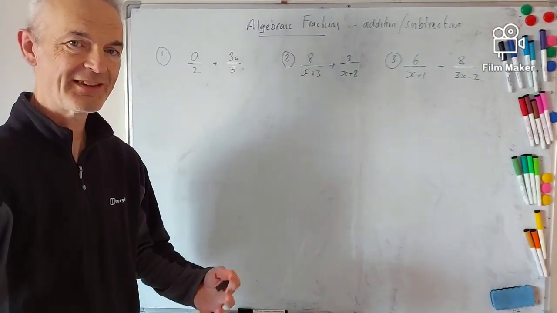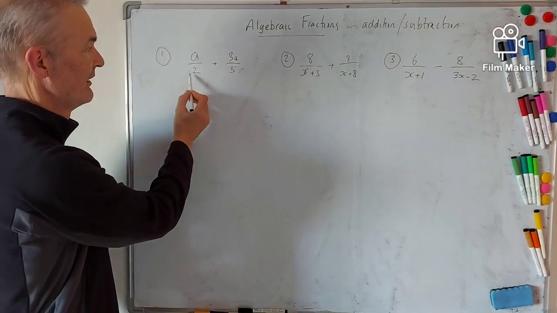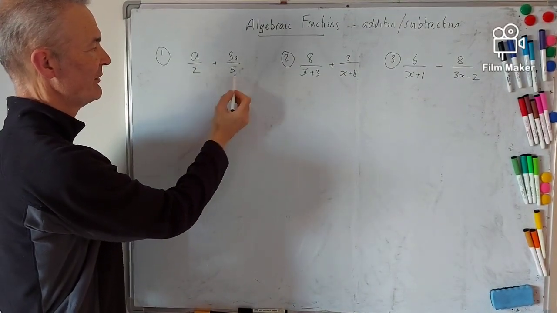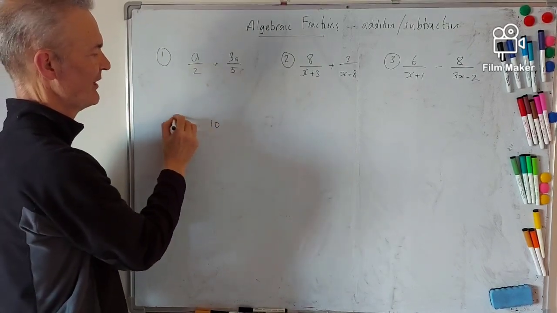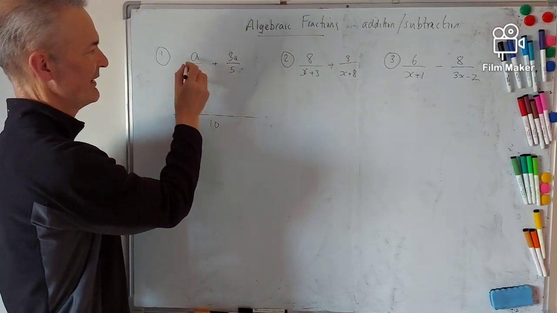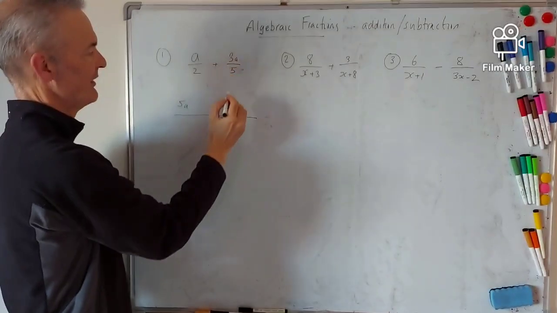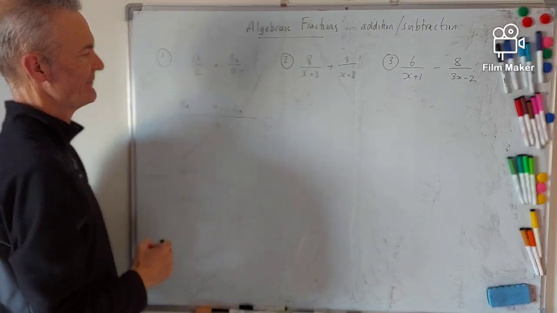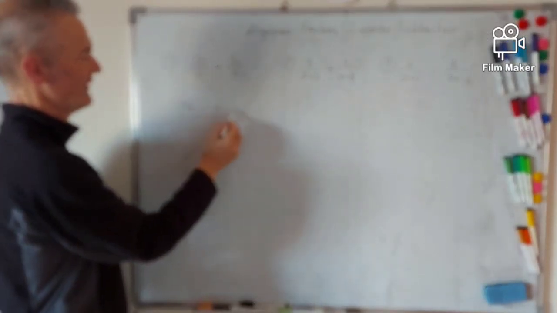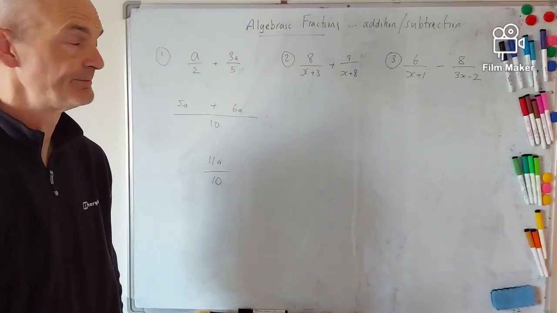So we use the same method that we would use if they were just ordinary fractions. To get our common denominator, we're just going to multiply across the bottom. So 2 times 5 is 10. And then we're going to go 5a, and we're going to do 2 times 3a, which is 6a, and we're adding. So we're going to get 5a plus 6a is 11a over 10, like so.